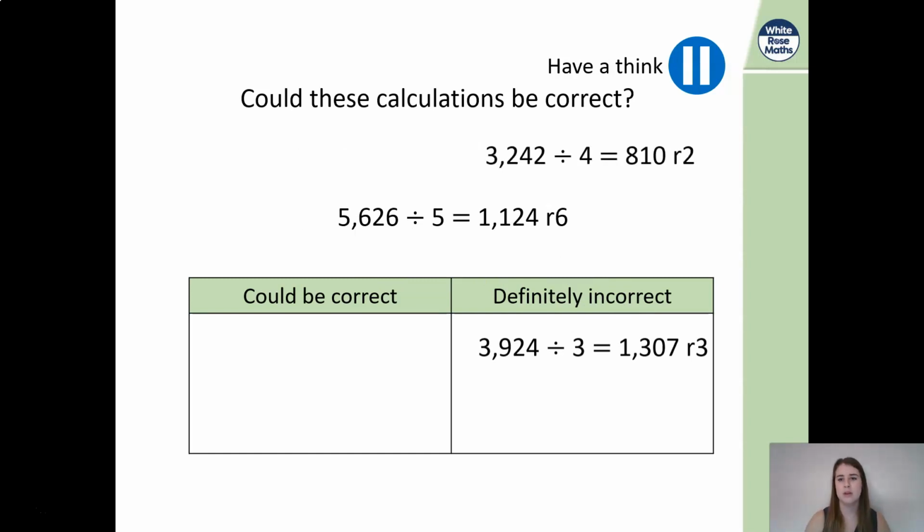Let's have a look at this one here. We're dividing by 4, but it has a remainder of 2. Now, we haven't worked out the answer, but we know that the remainder could be correct because it's smaller than 4. So I'm going to move that one to that column because it could be correct.